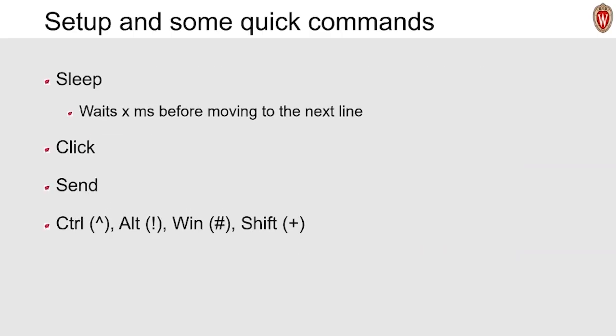Here are a couple of quick and easy commands for AutoHotkey. Sleep, click, send, and then some symbols that stand for keys that you use with other keys: Control, Alt, the Windows key, and the Shift key. Sleep waits so many milliseconds before moving to the next line. Click uses the mouse buttons. Send is for the keyboard buttons.